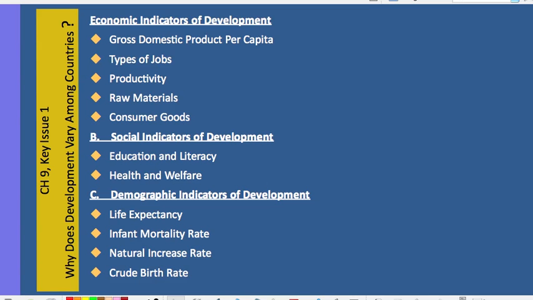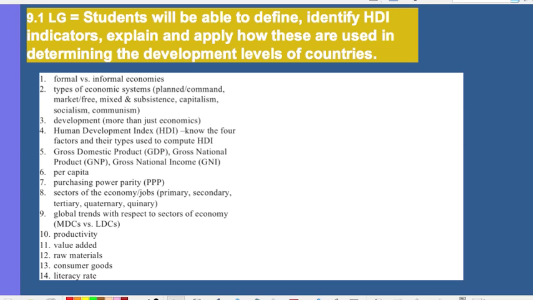The learning goal is that students be able to define and identify HDI indicators, those are Human Development Index indicators, and explain and apply how these are used in determining the development levels of countries. And we will be doing this. And here is the list of key terms. There's a few things in here that are not in your book that I will go over.